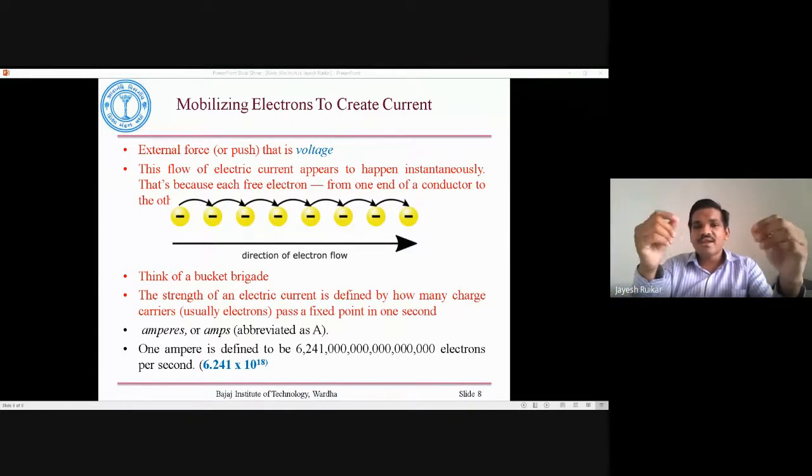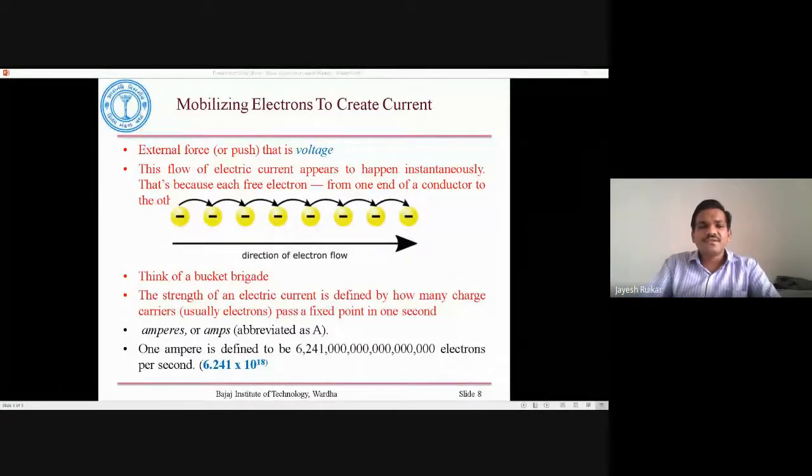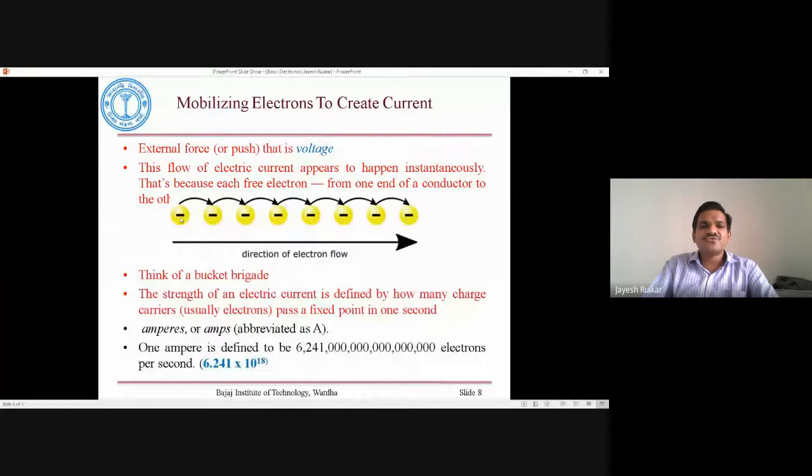Okay, so from one atom to another atom, or you can say from one end of the conductor to the other end of the conductor, they start moving. You can see it in this particular diagram. All these electrons start moving. This distance is not that far. This distance is very, very tiny.